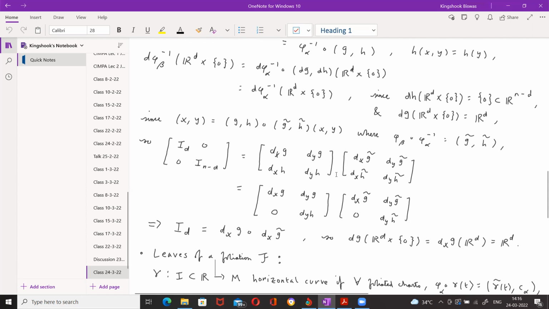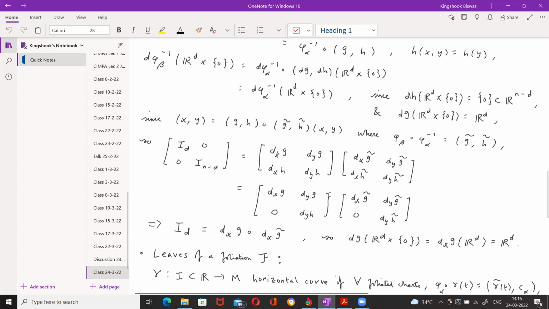Now what is the point? The point is H is a function only of Y. So dxH is 0. Similarly, H tilde is also a function only of Y, so dxH tilde is 0. So these entries become 0 and 0, and these are block upper triangular.